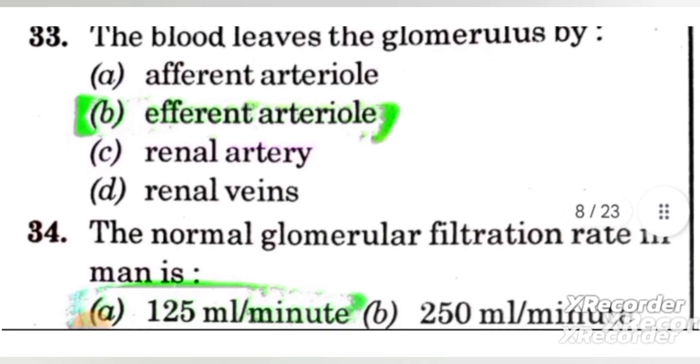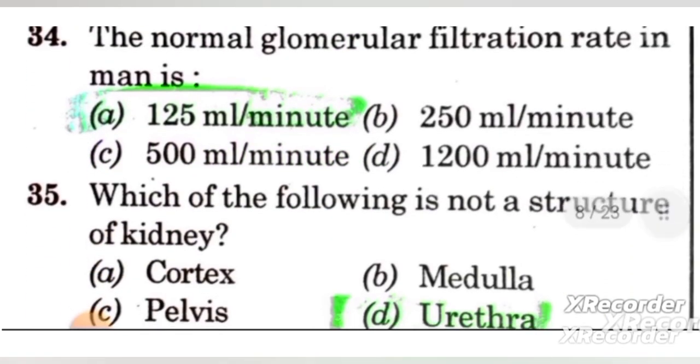The blood leaves the glomerulus by. Answer B. Afferent arteriole. Next 34. The normal glomerular filtration rate in man is answer A. 125 ml per minute.